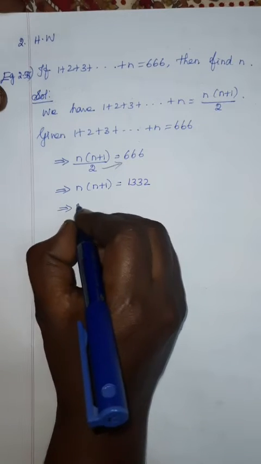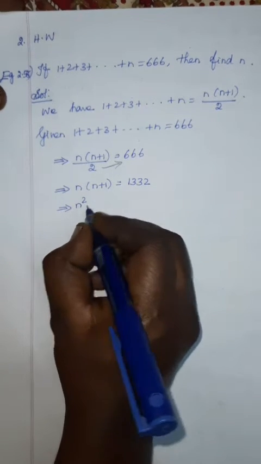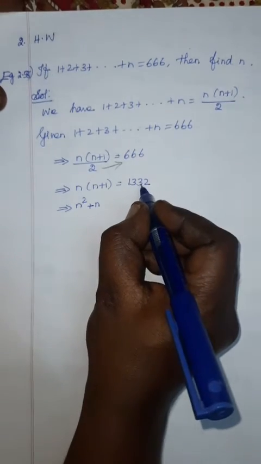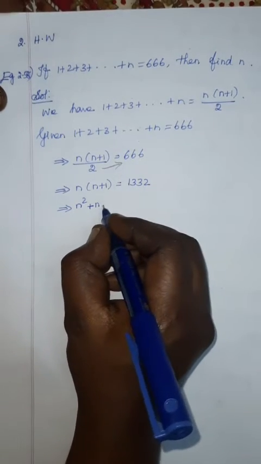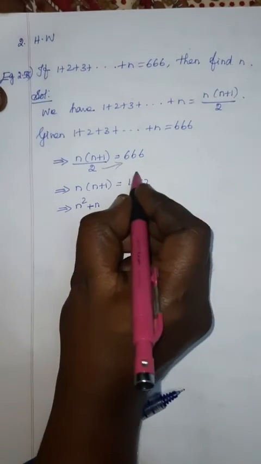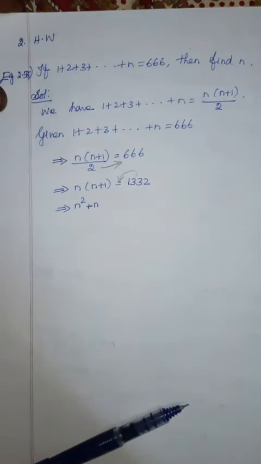Now you multiply this, opening the bracket: n into n square plus n into 1, it is n square plus n. Then you take this number to the left side, and you will get a quadratic equation. We can solve it and find the value of n.